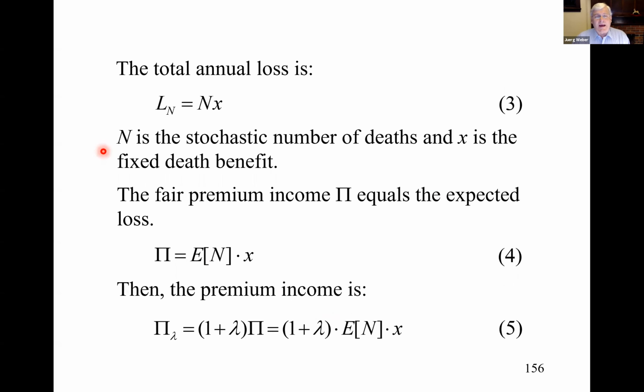The total annual loss of the insurance company is just the number of claims, the number of dead people, times the fixed death benefit, N times X. That's the amount of funds that the life insurance company will need per year. It has to cover those losses. Each person who dies, it has to pay X amount.